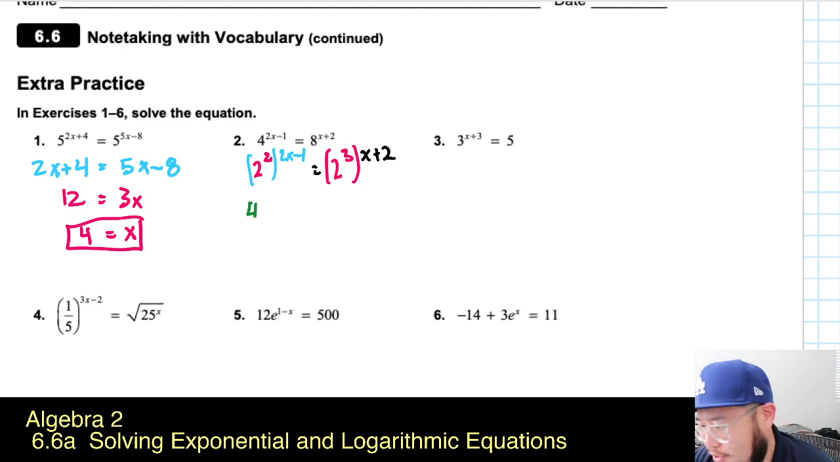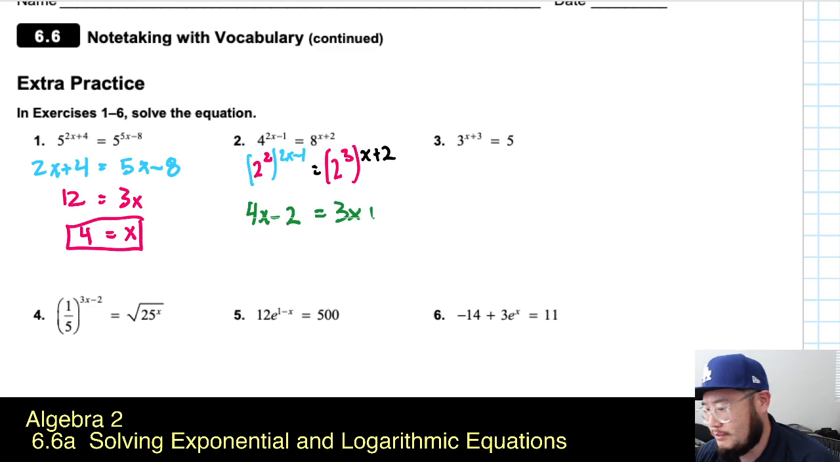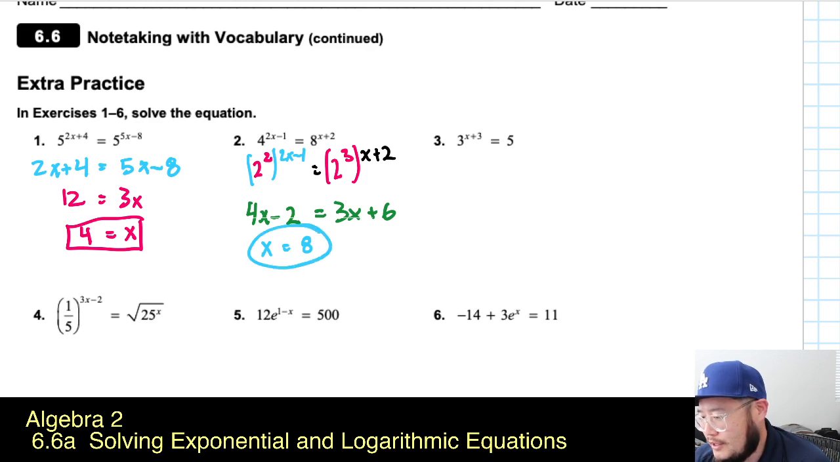And be sure to simplify or distribute first, and then we'll go ahead and simplify things out. We'll subtract 3x from both sides and add 2 to both sides, and x is equal to 8. And there you go. All right, just like that. All right, let's take a look at the third example right here, number 3.